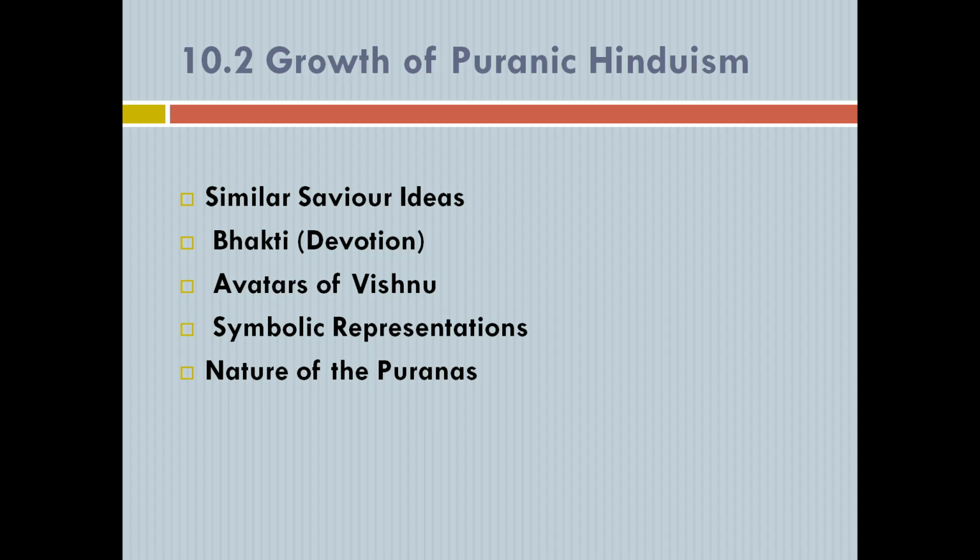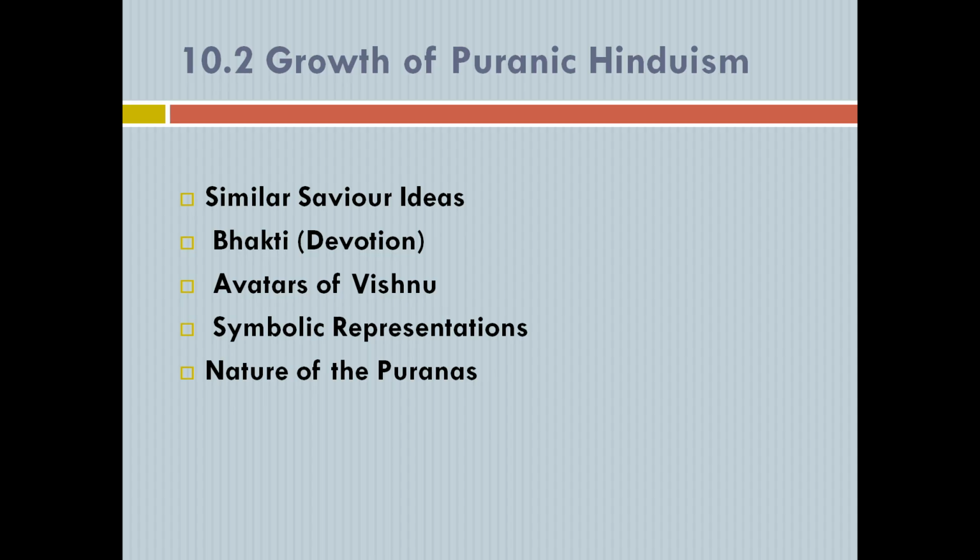Symbolic representations: deities were shown through sculptures and symbols. Shiva is represented by the linga, and weapons and ornaments carry symbolic meanings. To understand sculptures, historians refer to the Puranas.